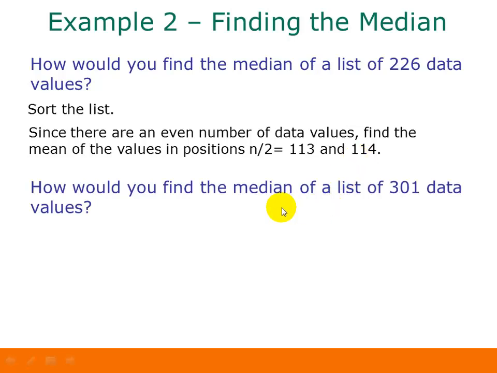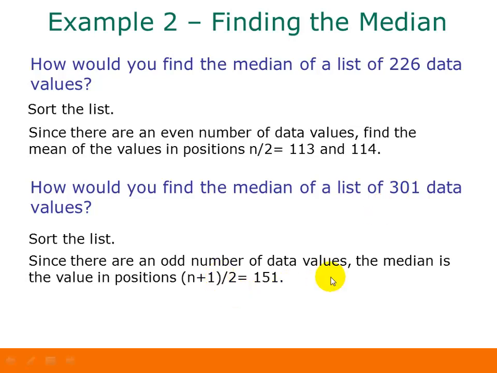Now, what if we had a list of 301 data values? Since now we have an odd number of data values, we just need to find where the exact middle of the list is. So again, we sort the list first, and then since we have an odd number of data values, the median is the value in the position n plus 1 over 2. So if we take 301 plus 1 and divide that by 2, we get 151. So our median would be the number in the 151st position in our sorted list.